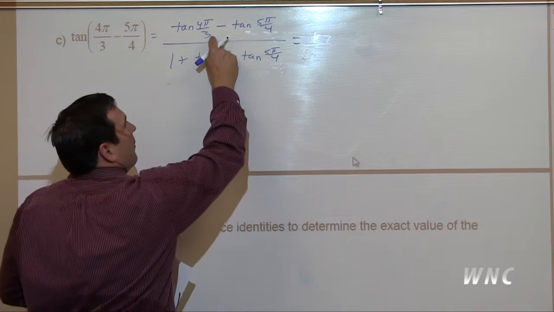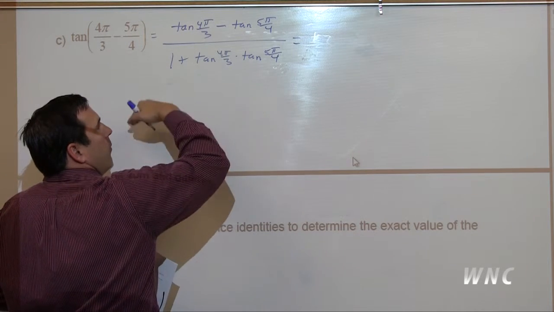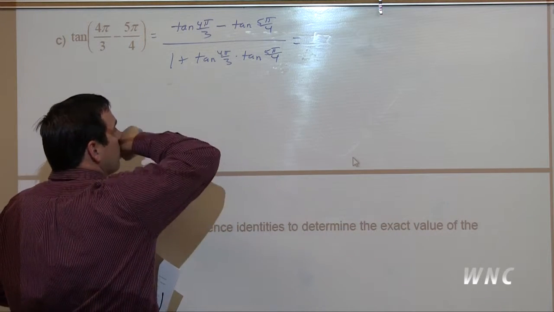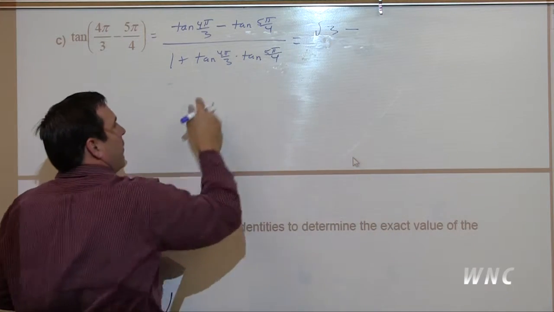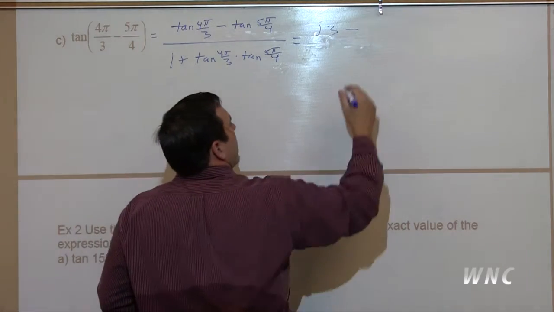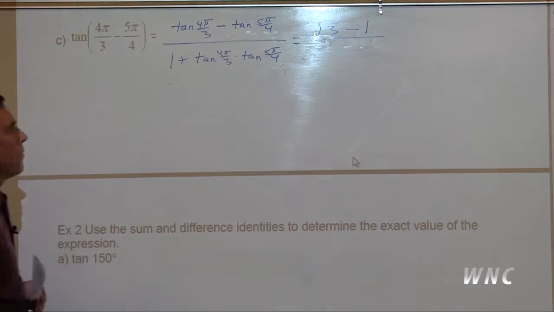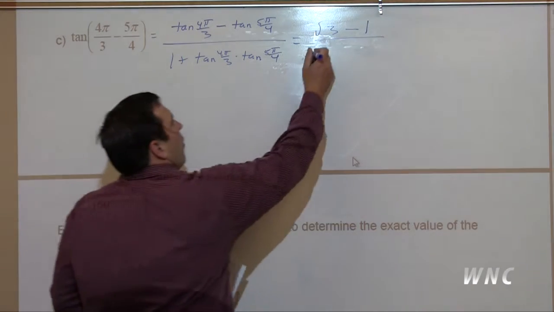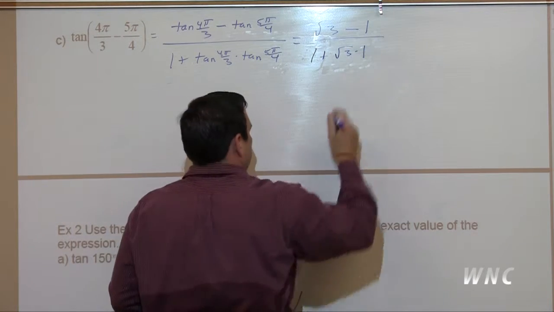Now tangent of 4 pi over 3, that's going to be in the third quadrant. That's going to be the square root of 3. Tangent of 5 pi over 4, third quadrant. So that's going to be 1. We have 1 plus the square root of 3 times 1.